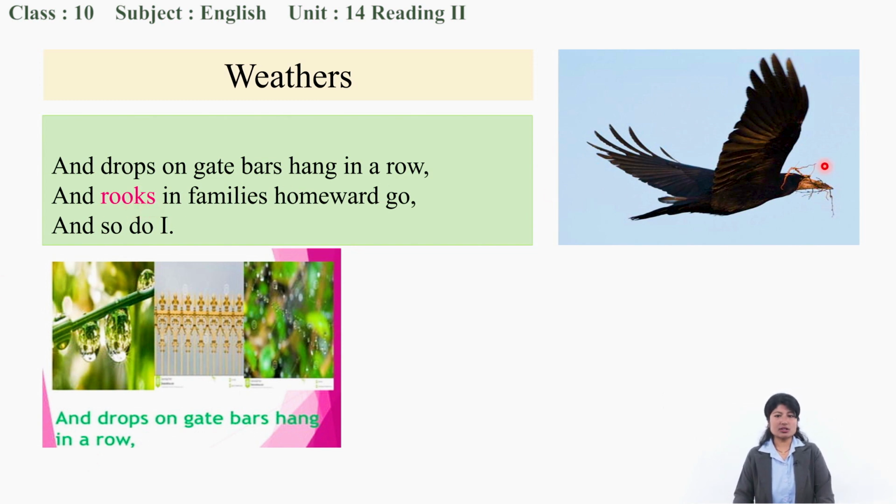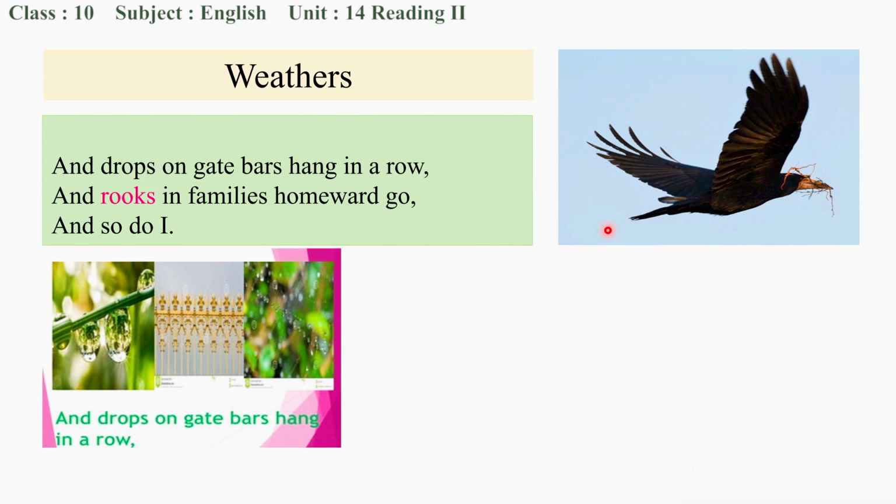And rooks are a kind of bird. They would like to migrate, or let's say they would like to go homewards. They don't like to sit outside and sing. Rather, they would like to stay in the nest and just sit passively in this season. Okay, this is what the second stanza talks about.